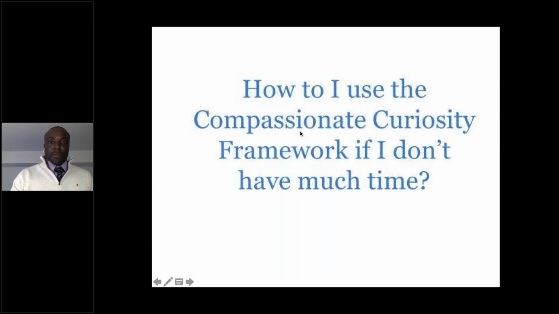So the next scenario: how do I use the compassionate curiosity framework if I don't have enough time? As you can see, this is a situation where you want to go about the conversation the right way, but you don't have the time. So maybe we have 10 minutes. Wow, how do I acknowledge emotions, engage in compassionate curiosity, and joint problem solving in 10 minutes? This could take a lot of time.